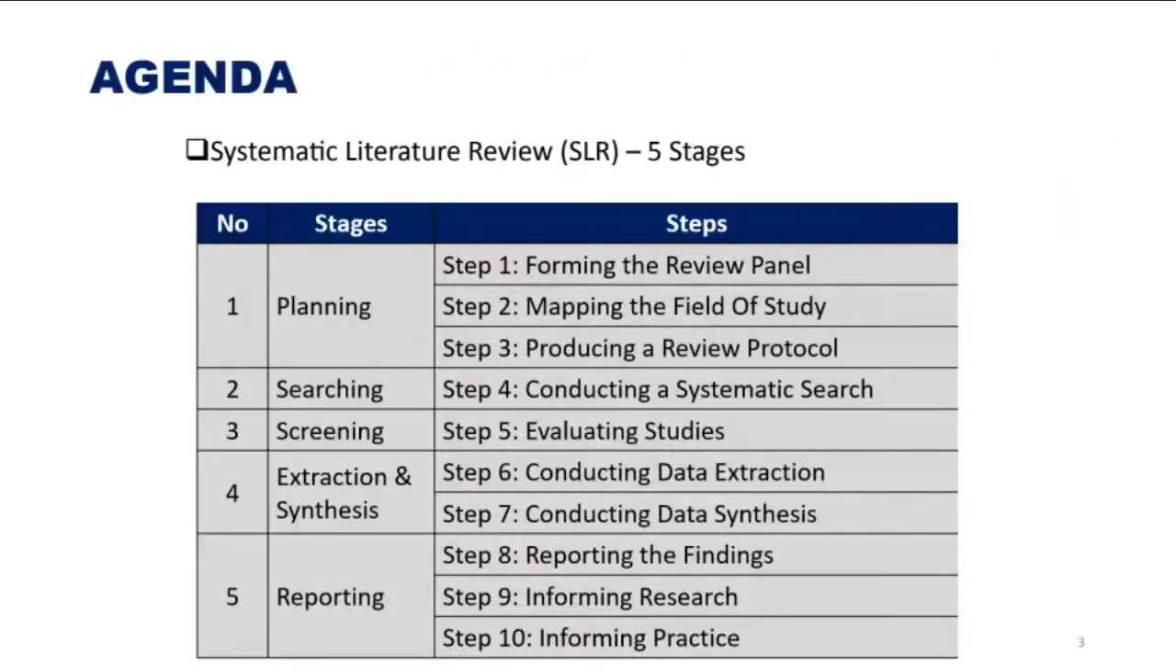A systematic literature review, as you know, has five distinct stages, and today's session is designed to explain what those five stages are. Remember, a systematic literature review is a methodology to review the literature. If somebody asks you what a systematic literature review is, you will say it's a methodology to review the literature. When we say review the literature, that means we are reviewing the literature which is currently available in the public domain.